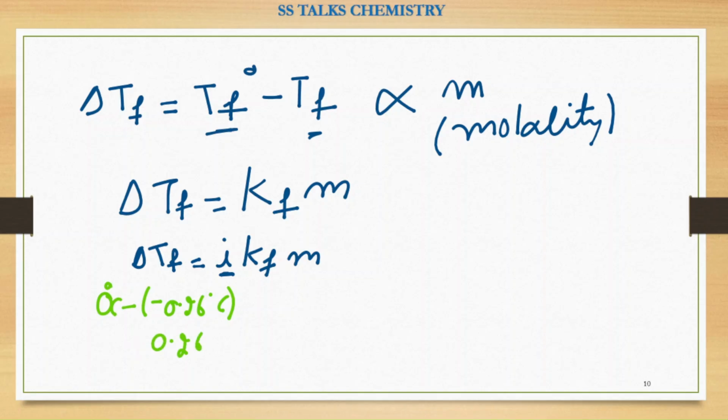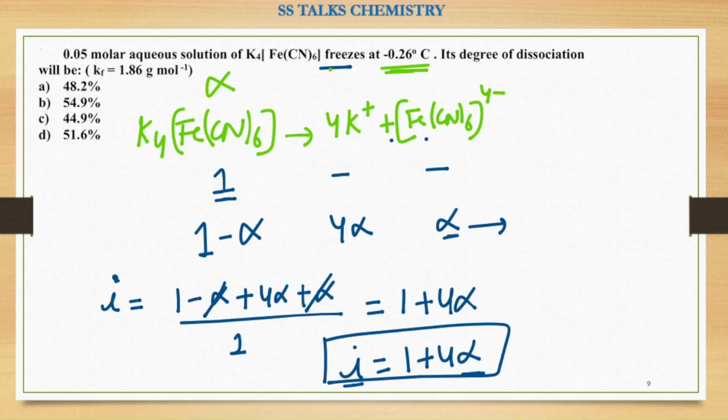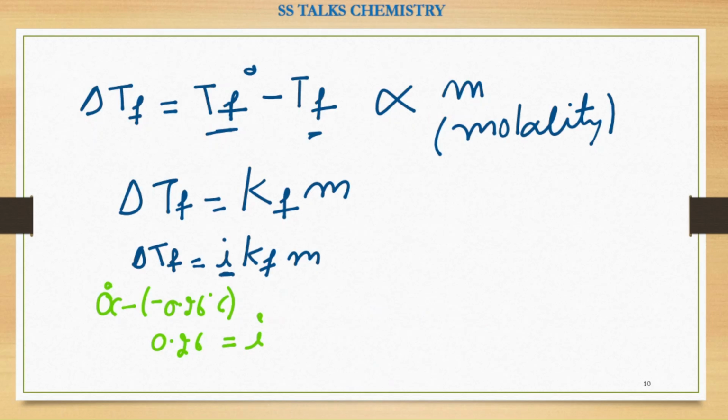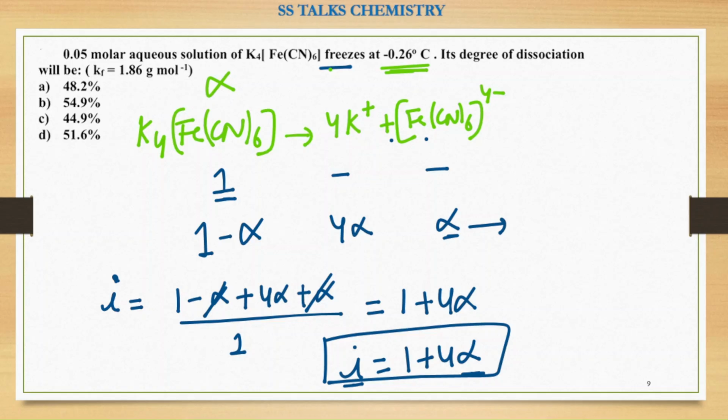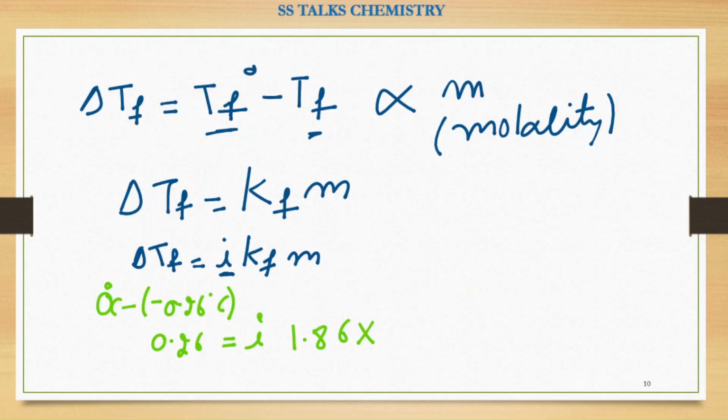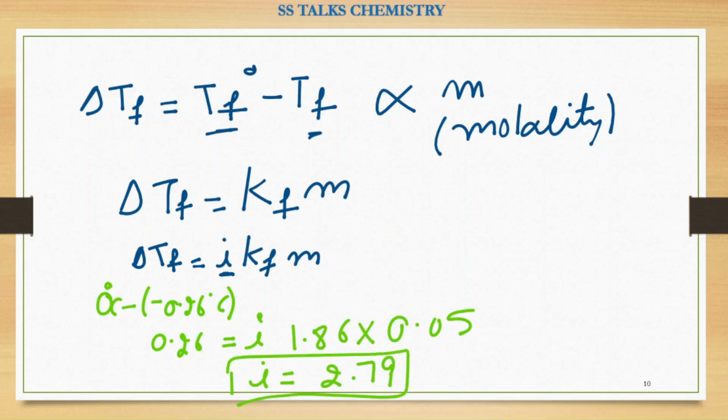degrees centigrade. This is equal to i into the Kf value that is given to us as 1.86, I guess, 1.86 in these units, and the molality of the solution, that is 0.05 molal, is given. So you can find the value of i from here. Solving, you will get 2.79. Right, this is going to be your i value.